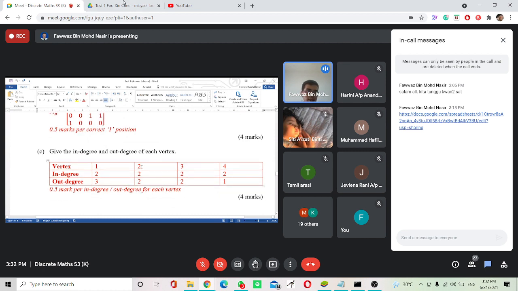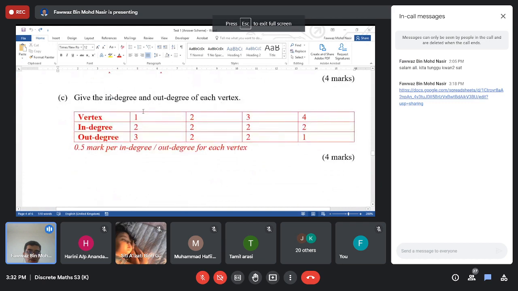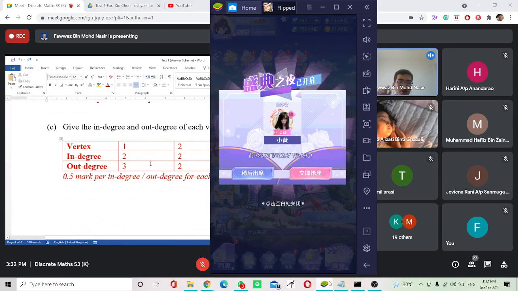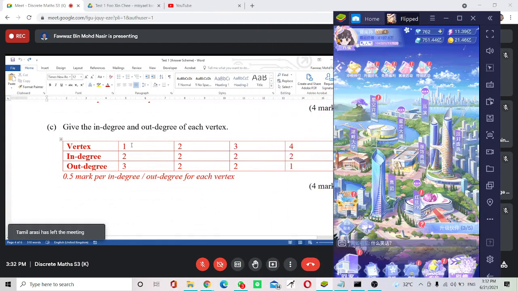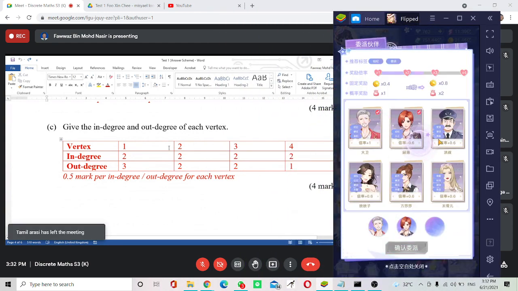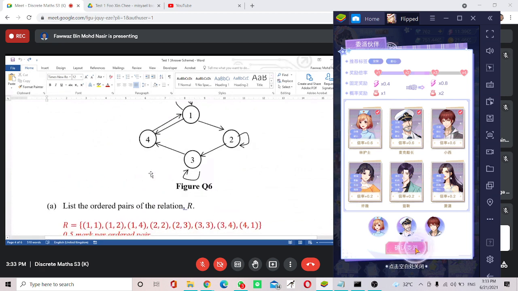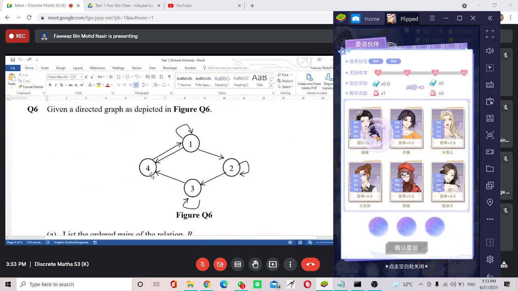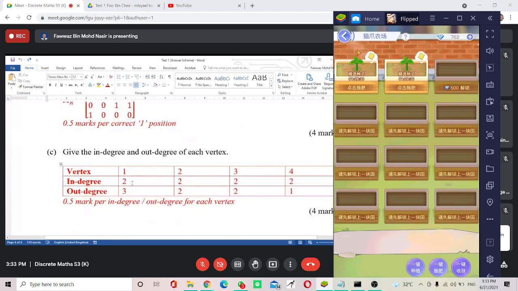And question C, give the in degree and out degree of each vertex. So we have 4 vertices, 1 2 3 4. To make it easy, you can draw a table. Or if you do not create a table, make sure you explicitly differentiate the in degree and out degree for each of the vertices. So for the in degree of vertex 1, you just count how many arrows come into that particular vertex. So we have 2 arrows that come into vertex 1. So its in degree is 2.